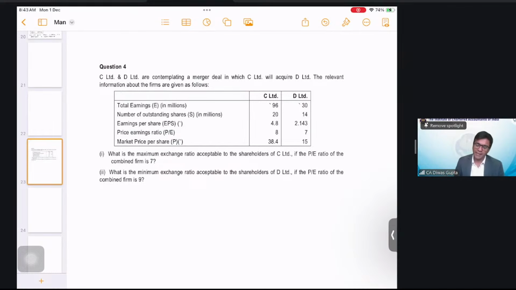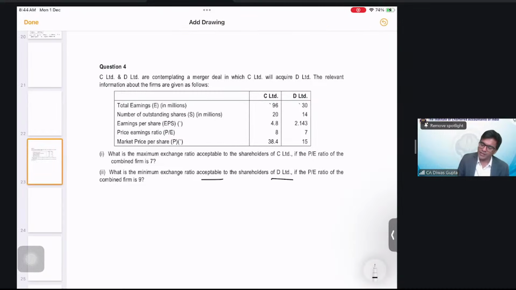Total earnings in millions of C Limited and D Limited is given. Number of outstanding shares, S, in millions. Earnings per share is EPS, then price earnings ratio and market price per share. What is the maximum exchange ratio acceptable to the shareholders of C Limited if the P/E ratio of the combined firm is 7? What is the minimum exchange ratio acceptable to the shareholders of D Limited if the P/E ratio of the combined firm is 9?